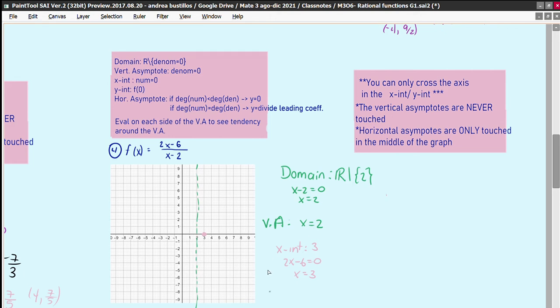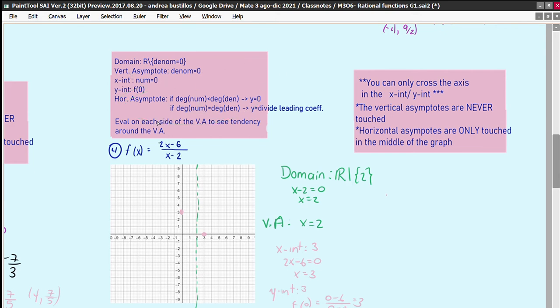Now, the y-intercept is found by evaluating the function at 0. So if I evaluate the function at 0, I have 0 minus 6 over 0 minus 2, meaning 3. So the y-intercept is at 3, meaning my function is going to cross the y-axis only at this point. Lastly, we're going to find the horizontal asymptote.